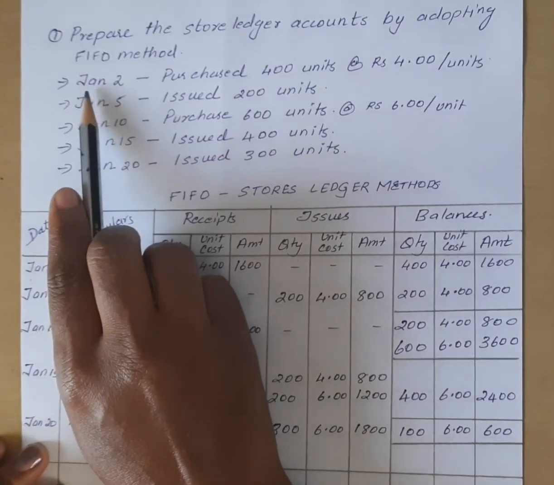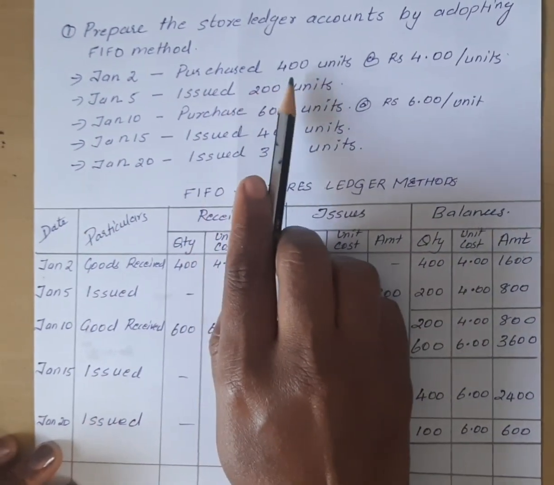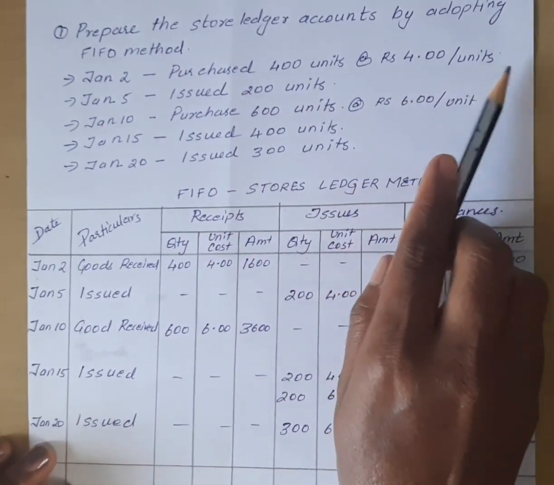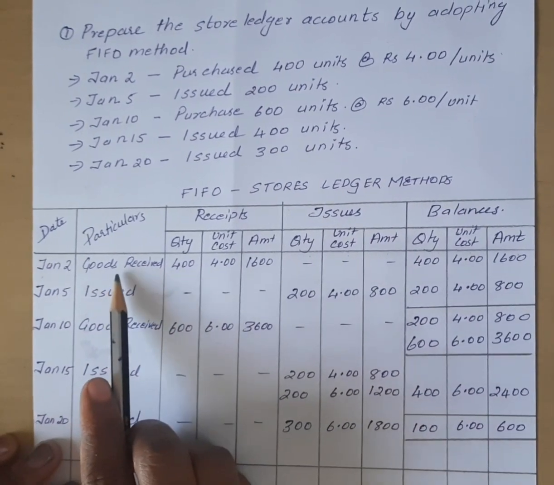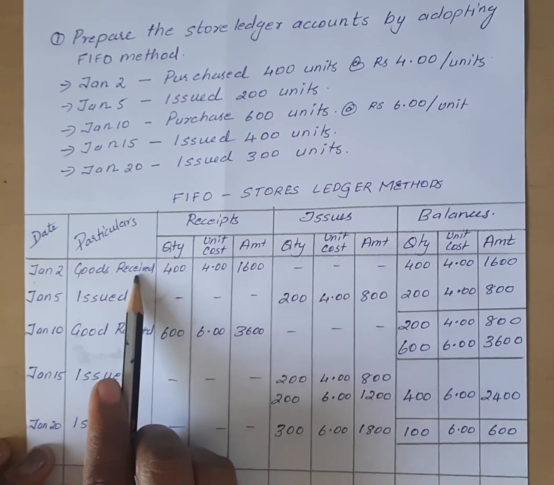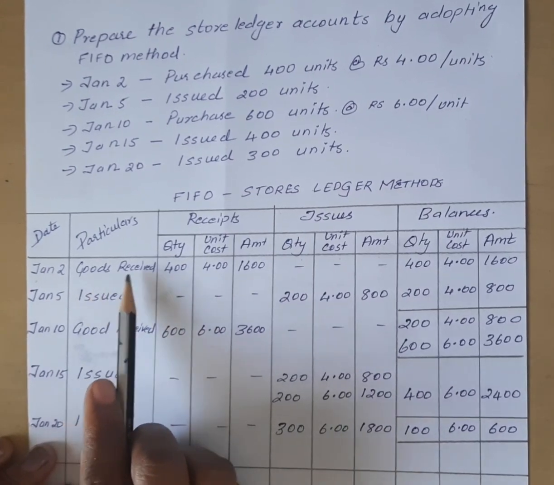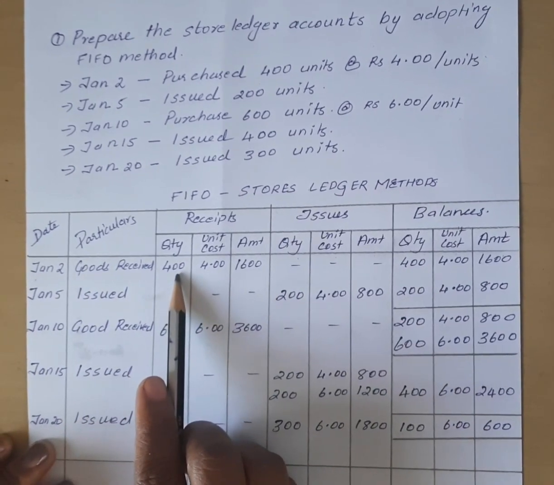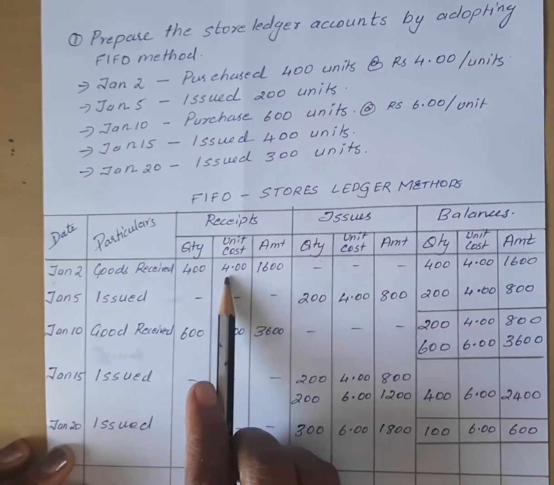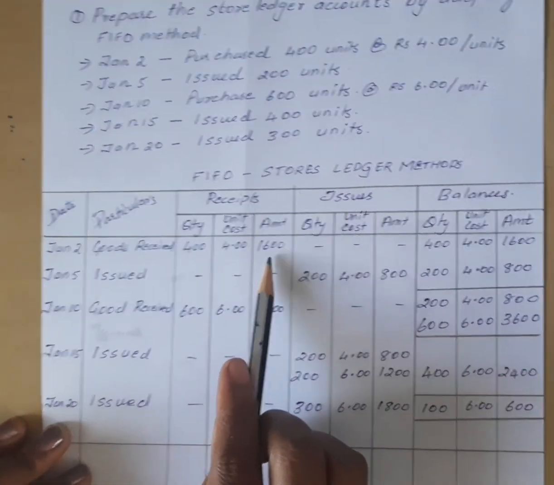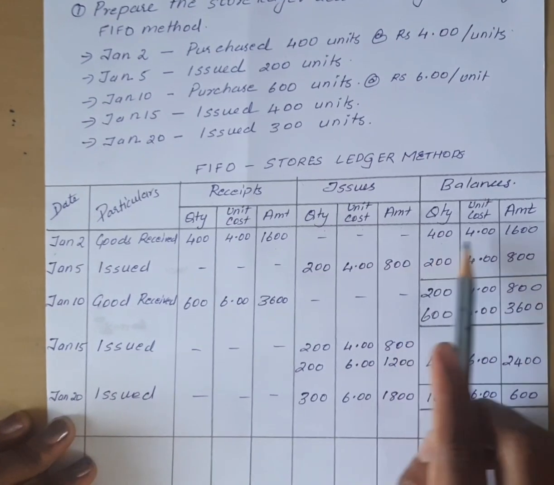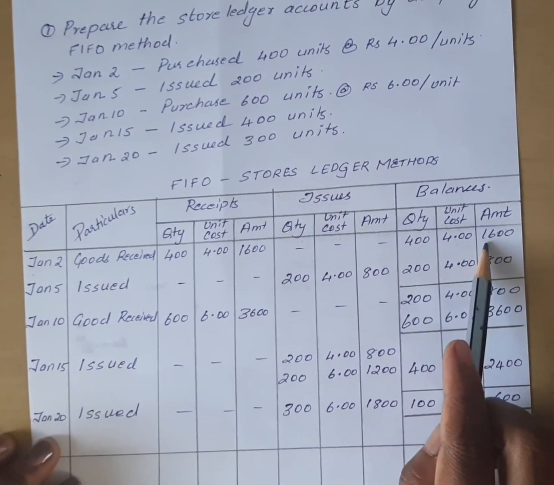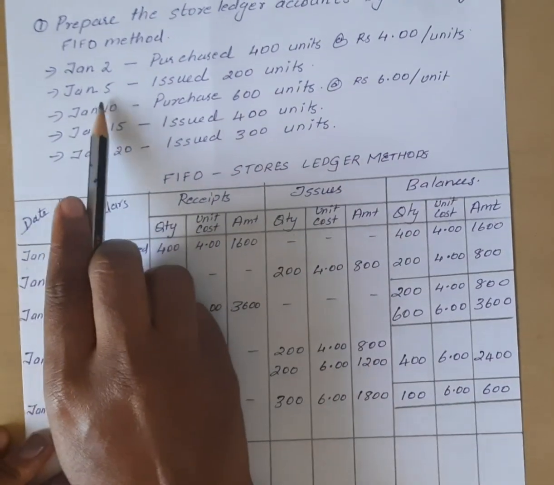So the first transaction on January 1st, purchased 400 units at 4 rupees per unit. So write the date, and in particulars you have to write goods received, since you have purchased. How many quantities have you purchased? 400. At what rate? 4 rupees. 400 into 4, you will be getting 1600. So write it in the balance. The available balance is 400 at the rate of 4 rupees, which is 1600.